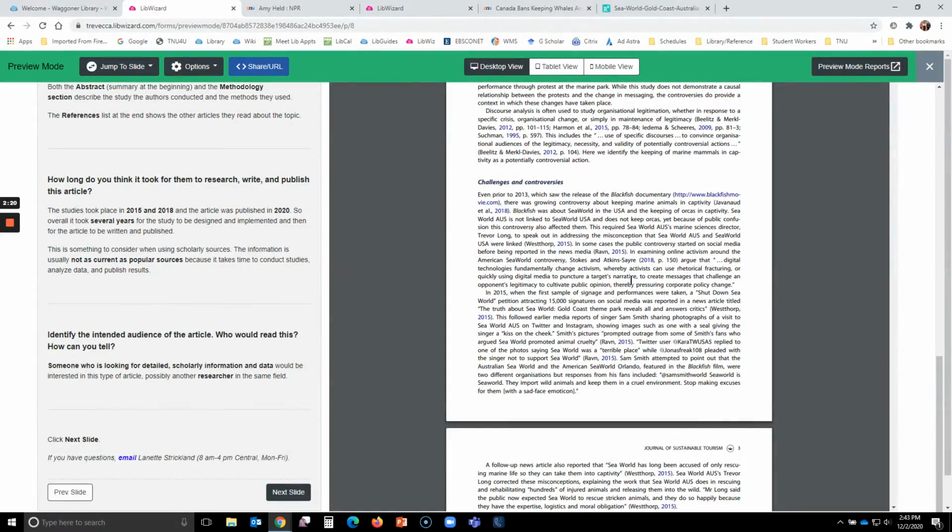And lastly, who's the intended audience of this article? That would be someone who's looking for more in-depth scholarly information, some data collected from a study, maybe somebody that's just particularly interested in this topic, or possibly another researcher in the same field.